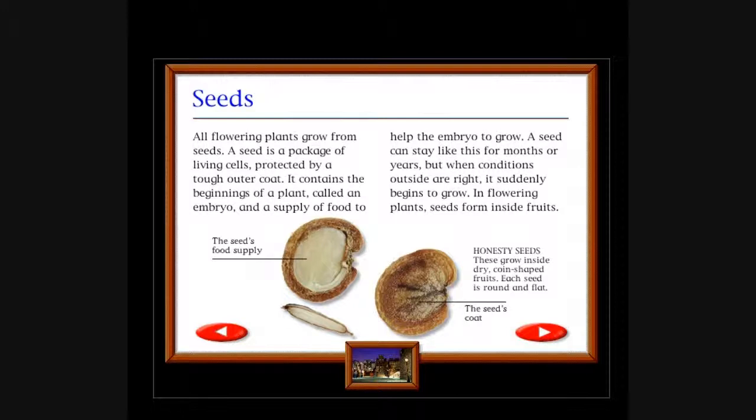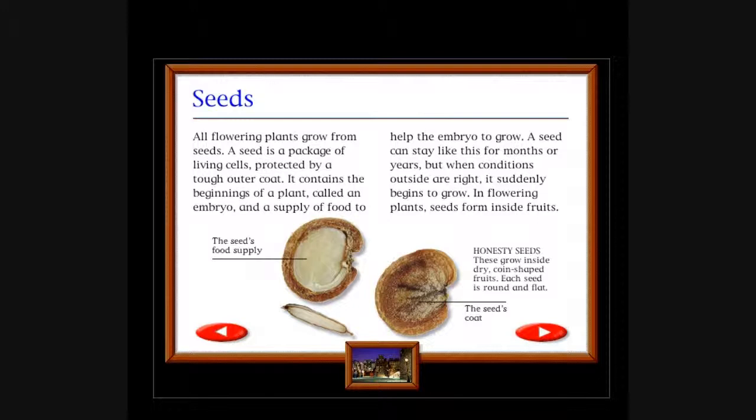Seeds. All flowering plants grow from seeds. A seed is a package of living cells protected by a tough outer coat. It contains the beginnings of a plant called an embryo and a supply of food to help the embryo to grow. A seed can stay like this for months or years, but when it gets outside of right, it suddenly begins to grow in flowering plants.